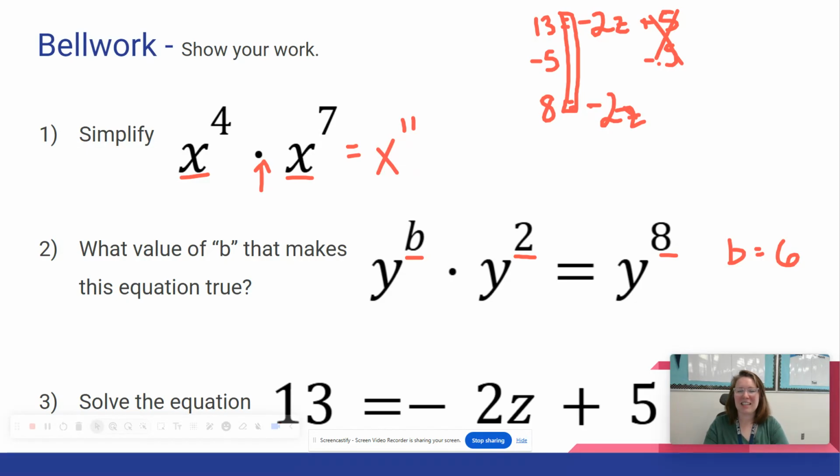Negative 2z. Now negative 2 is squished together with a z. So whenever a number and a letter are squished together, there's an invisible multiplication sign. So the opposite of multiply is divide. So to get rid of it, I do divided by negative 2 on both sides. And then 8 divided by negative 2 is negative 4. So z equals negative 4. So that was our bell work.